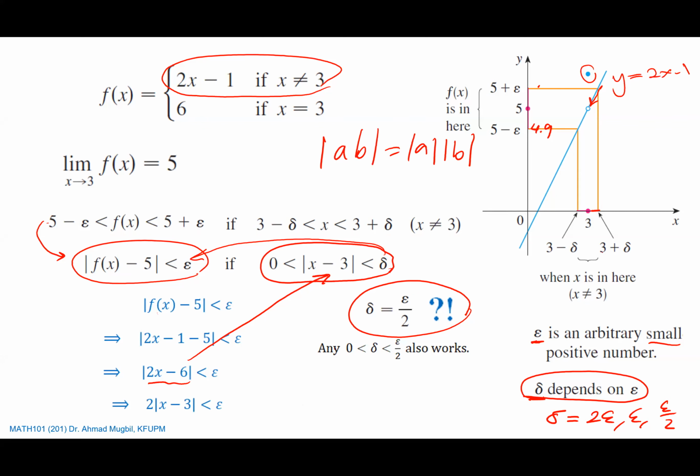Now, we will divide just by 2. Divide both sides by 2. You have the absolute value of x minus 3, the distance between x and 3, less than epsilon over 2. Compare this with this. What is delta? Delta is epsilon over 2. I said any delta less than epsilon over 2 works also, because it is about the distance, it must be as close as we can.